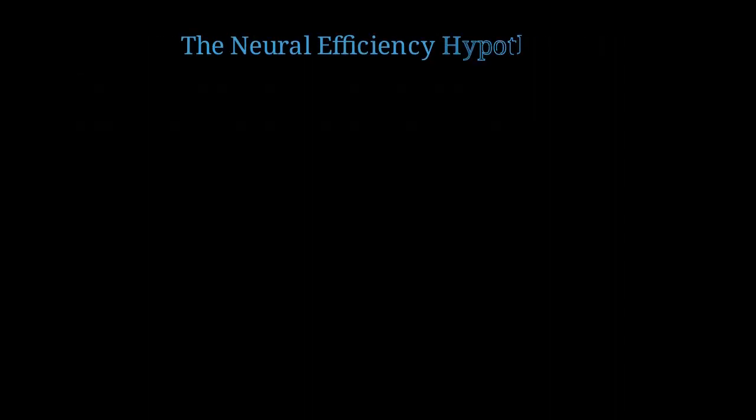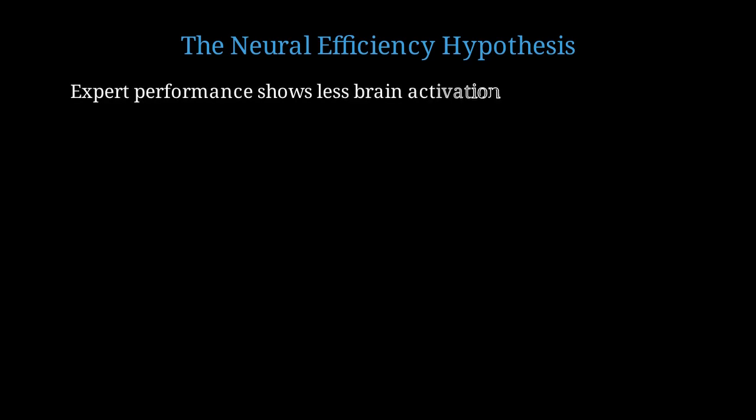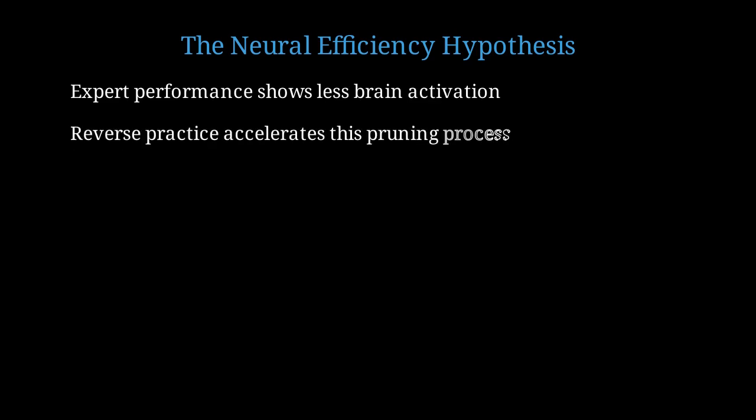There's another hypothesis called the neural efficiency hypothesis that helps explain why reverse practice works. Brain imaging studies show that expert performance actually shows less overall brain activation than novice performance. Experts are more efficient. Reverse practice appears to accelerate the pruning process. By experiencing errors, your brain more quickly eliminates unnecessary neural pathways and strengthens the essential ones.